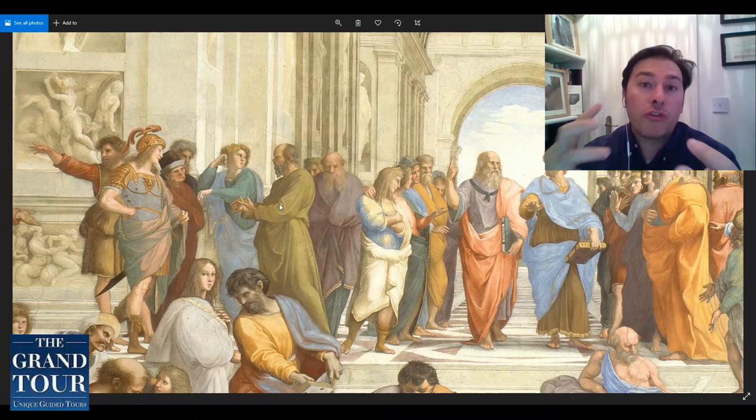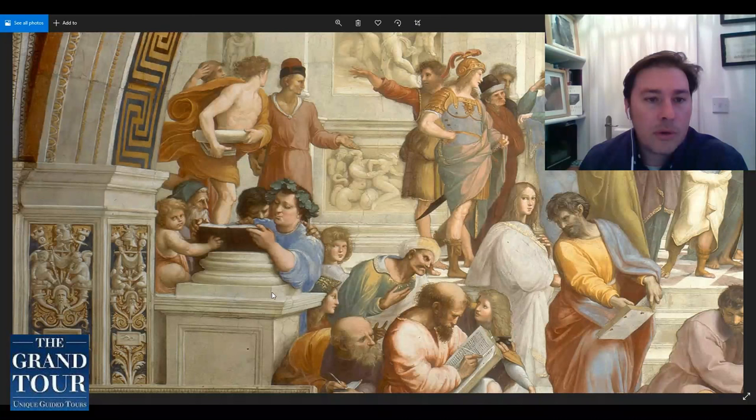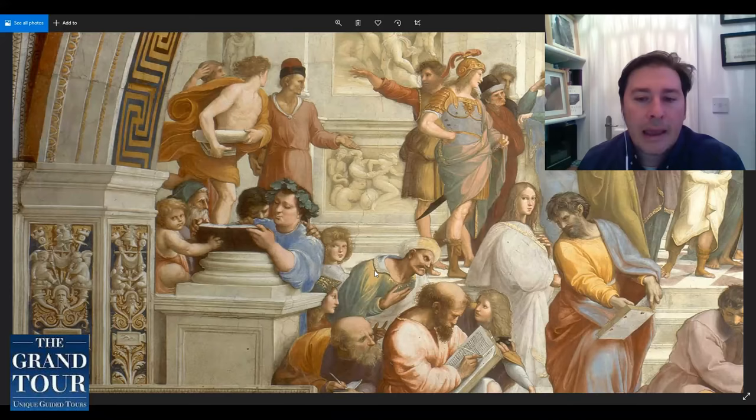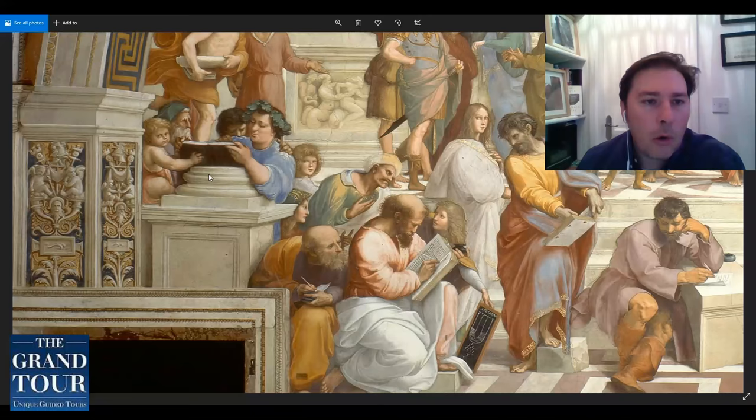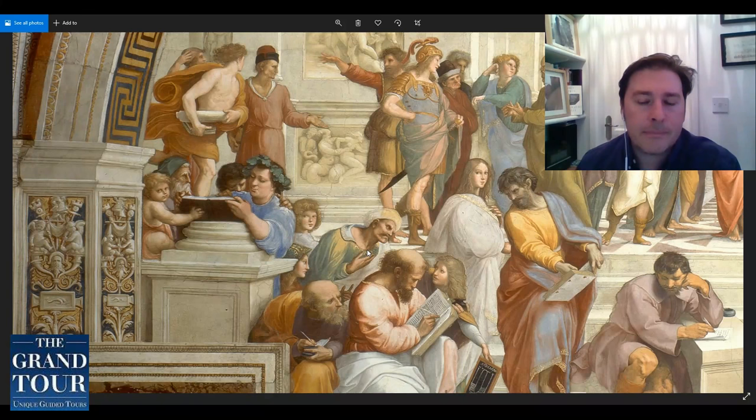On the far right, we have a number of other philosophers. This one is Epicurus with the leaves in his hair. And there is Averroes, the Arab, represented with the turban. And then here we have Pythagoras and maybe a few other philosophers. The old one here, first on the left, is probably Zeno of Citium, the founder of the Stoic school.